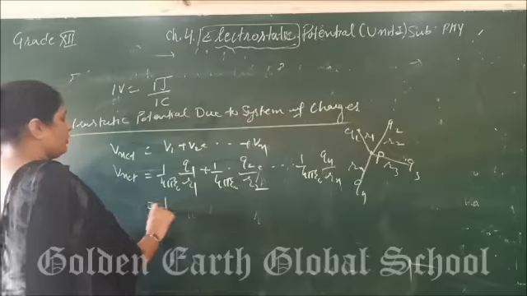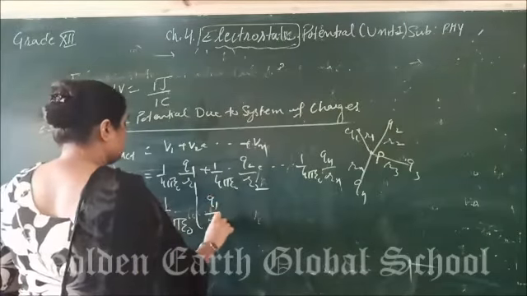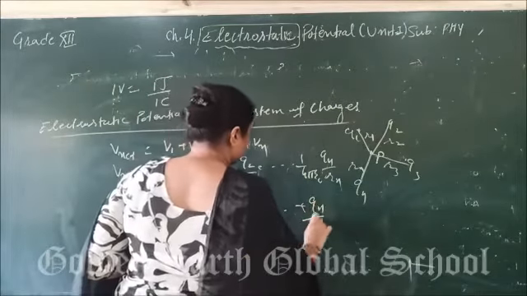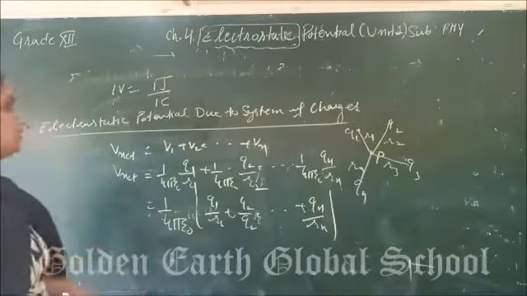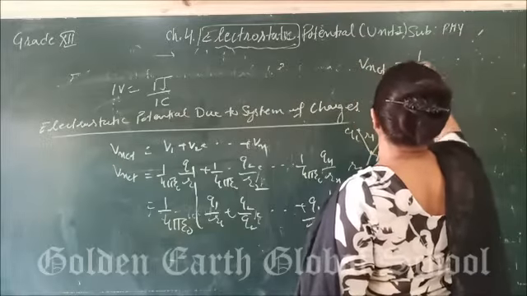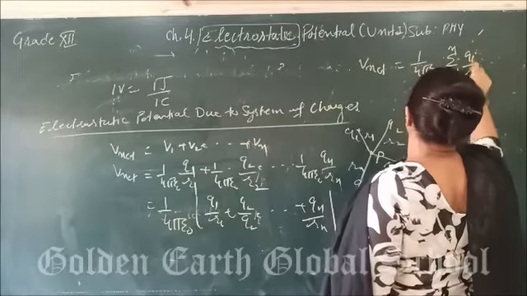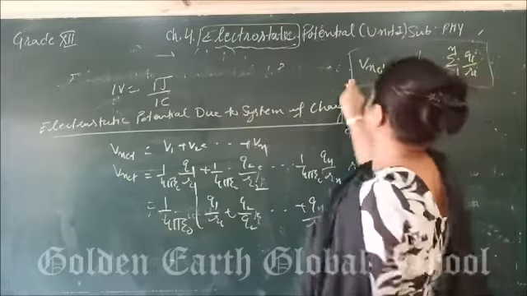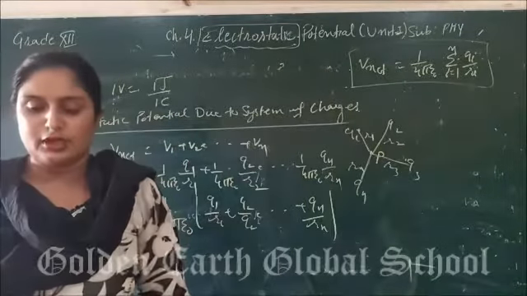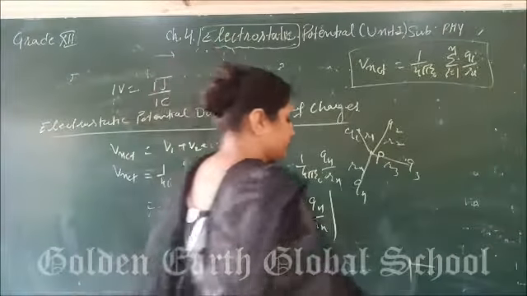So 1 by 4 pi epsilon naught we can take common. Inside we will get Q1 by R1 plus Q2 by R2 up to Qn upon Rn. So the net potential we get will be equal to 1 by 4 pi epsilon naught summation i varies from 1 to n Qi upon Ri. So in this way you can calculate the net potential at point P due to the number of charges that are surrounding the given point.